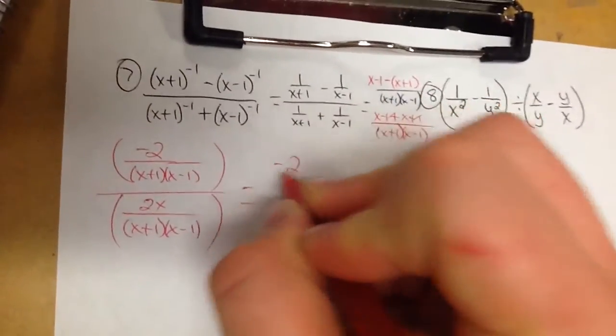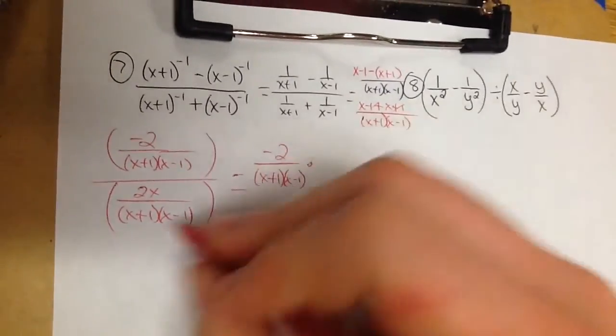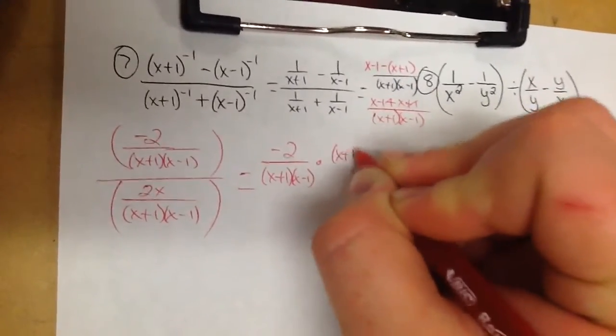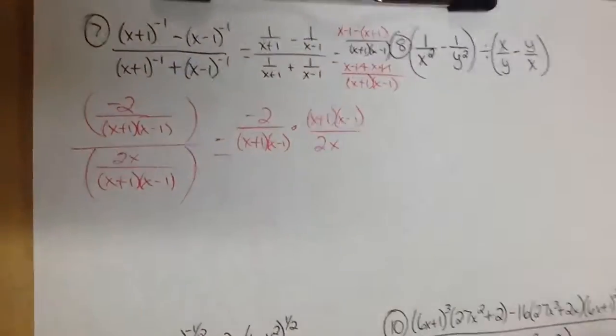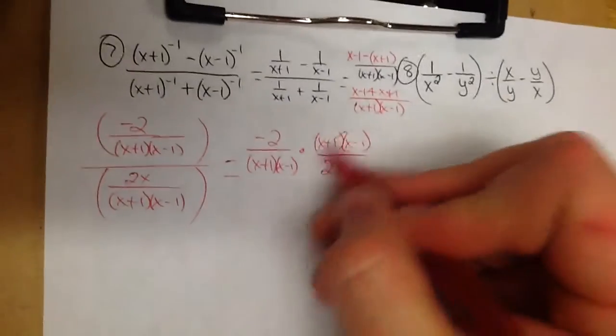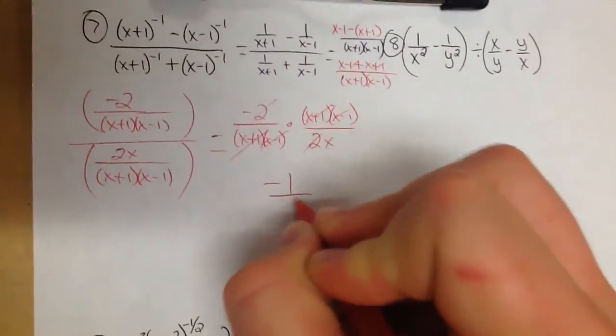So we have negative 2 over x plus 1, x minus 1, times, flip that one, x plus 1, x minus 1 over 2x. Oops, I was wrong. Those are gone, the 2's are gone. You get negative 1 over x.